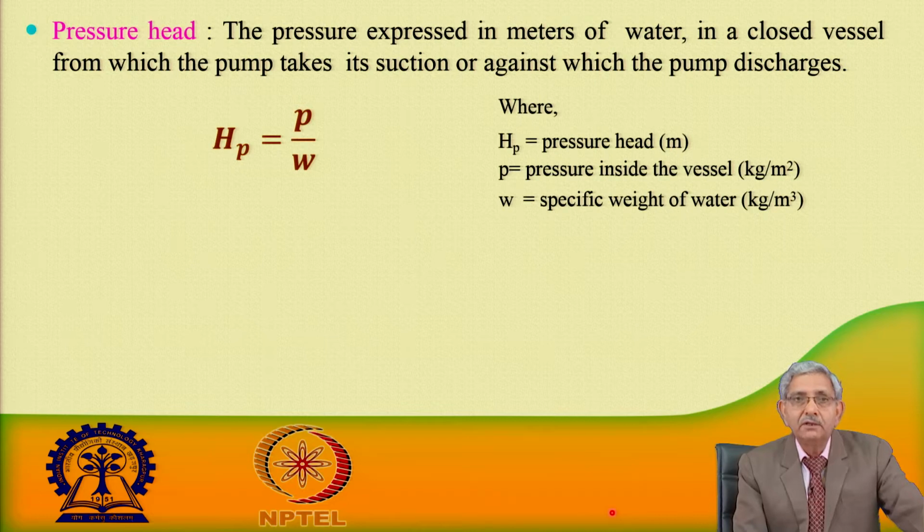Pressure head, it is very commonly used. What is a pressure head? The pressure head is expressed in meter of water in a closed vessel from which the pump takes its suction or against which the pump discharges. So, H p equal to P over W. Now, H p is the pressure head in meter, P is the pressure inside the vessel which is expressed in kg per square centimeter, and W is the specific weight of water in kilogram per cubic meter.